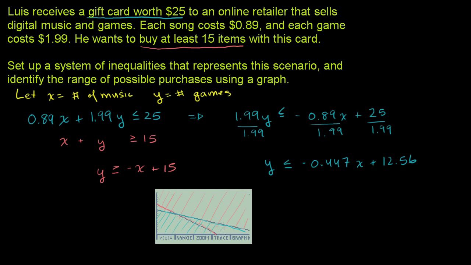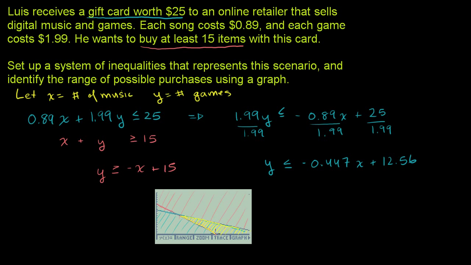Now, the area that overlaps between these two constraints, I'll do it in this yellow color, is below the blue line, including the blue line, and above the red line, including the red line. So it's this area right here. It is that area right there. So any combination of games and music that are in that area will meet both of his constraints.